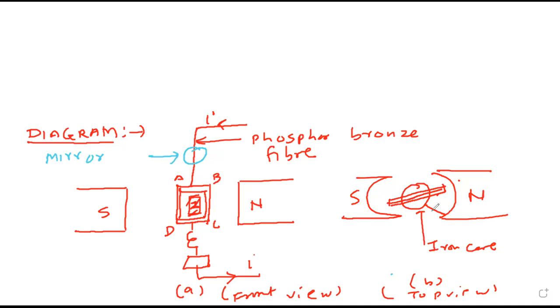The field will be from the north pole to the south pole passing through the center. So it is called radial. We cannot see the field, I have just drawn it, it is imaginary. So the front view and top view of the moving coil galvanometer is as shown. Have you followed the diagram? Yes, sir. Please copy the diagram properly.